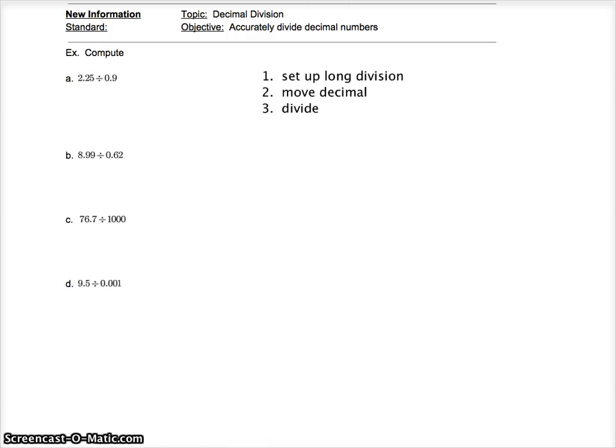So we're going to get 2.25 divided by 0.9. The next thing I need to do is move the decimal. I'm going to start on the outside and make it a whole number. And then on the inside, I need to move it the same number of spaces. So one space on the outside, one space on the inside. So the same distance.